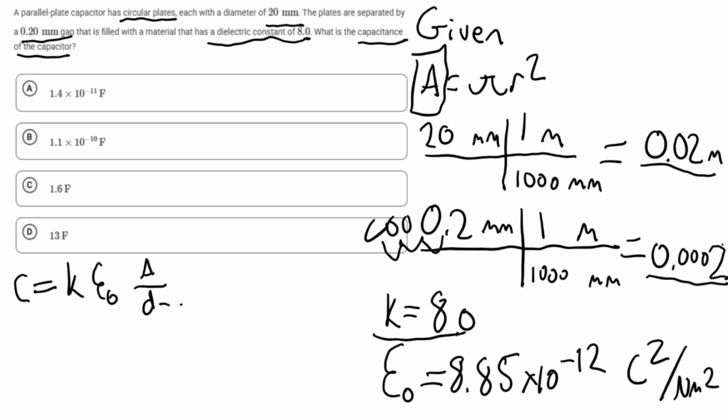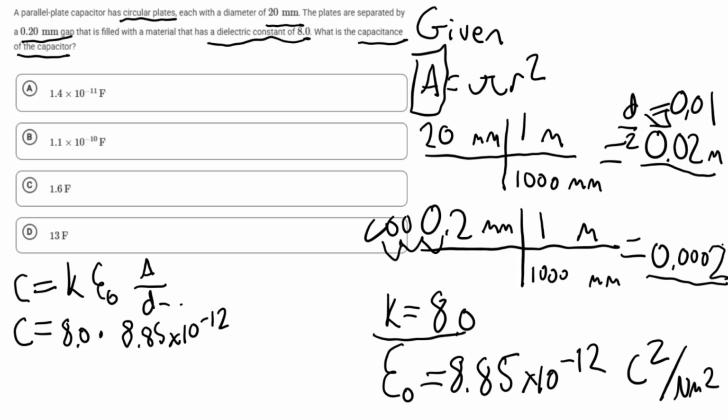We can start plugging in our values. Capacitance is equal to K. We have a K value of 8.0. Then we plug in our epsilon naught value, 8.85 times 10 to the negative 12th. And then our area value is pi r squared. This is the diameter, 0.02. To get the radius, we just do diameter divided by 2. 0.02 divided by 2 is 0.01. So we can plug that in as the area, and we'll get pi times 0.01 squared all over the distance. The distance is equal to this value right here.